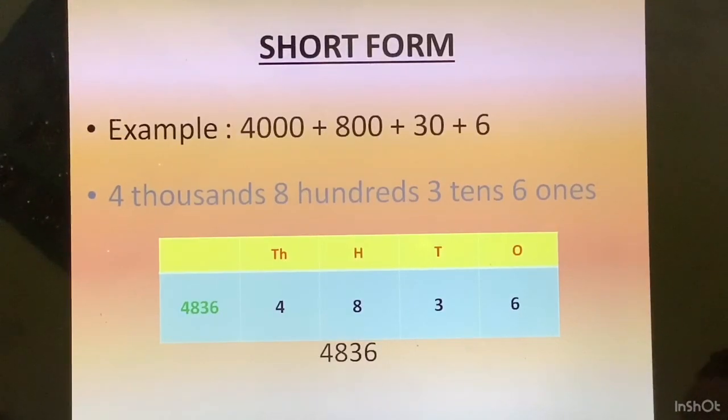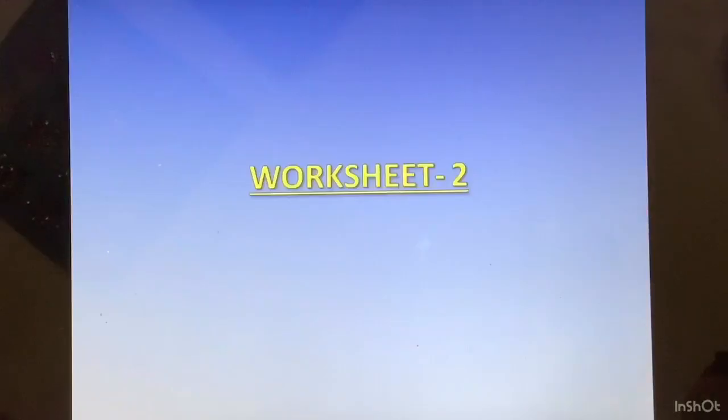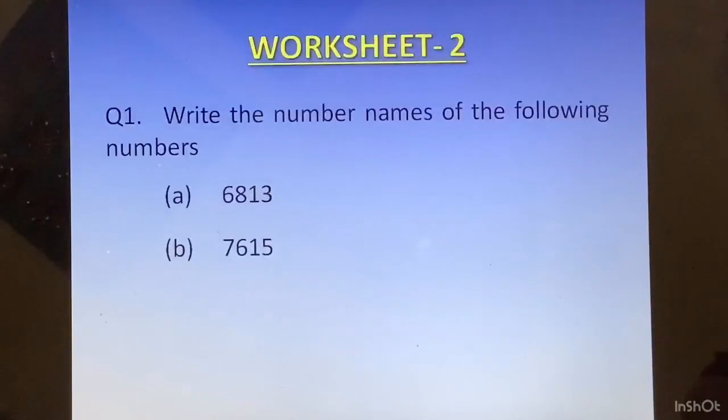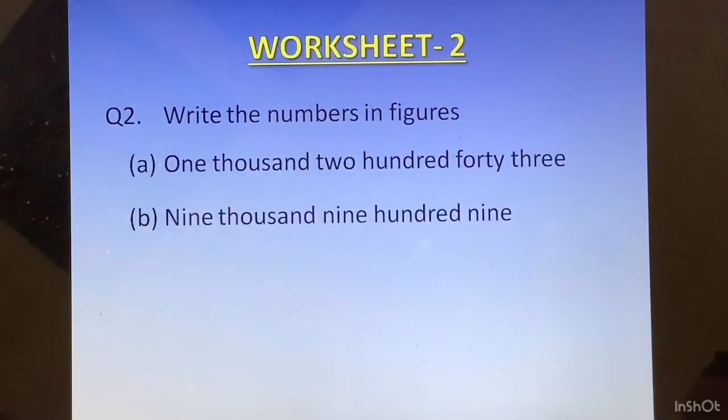Now students, let us do a worksheet to enhance your understanding. Worksheet number 2. Question 1. Write the number names of the following numbers. A part 6813. B 7615. Question number 2. Write the numbers in figures. A 1243. B 9909.